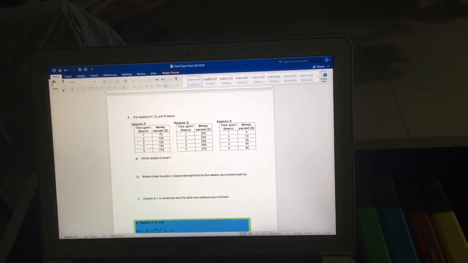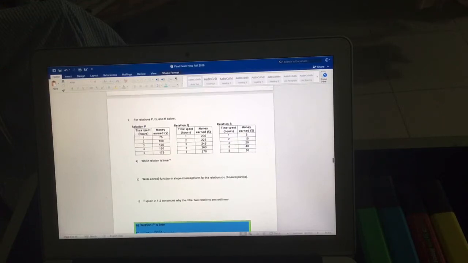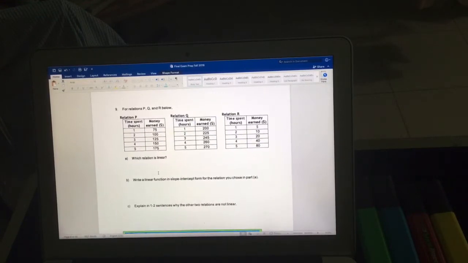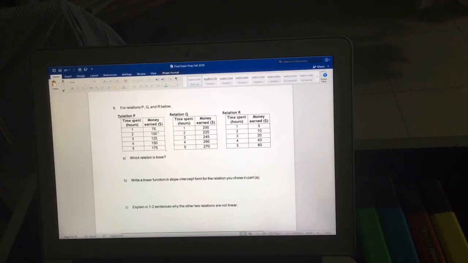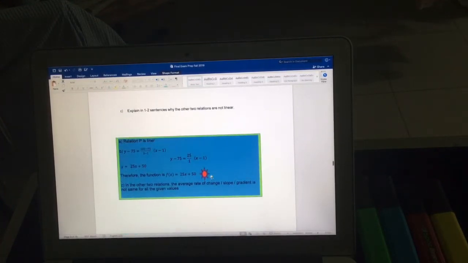Question number 9: let's make it smaller. We have some relations here. The question is, which one is linear? You will notice the first one is 25, 25, 25, 25. The first one is linear, and this side is also linear. The average rate of change is the same here, and this one is not the same. This is a 25 gap, but this is not a 25 gap. This is a 5 gap, this is a 10 gap, so this is different. So the average rate of change in Q and R is not the same.